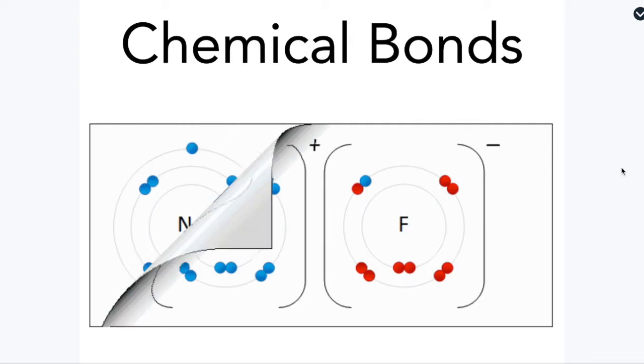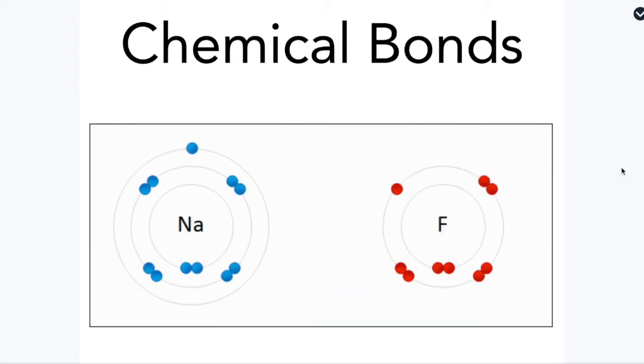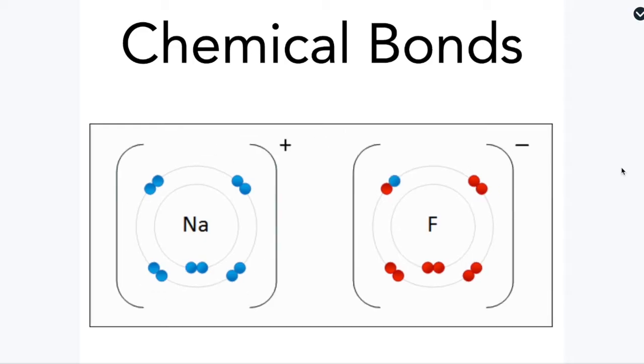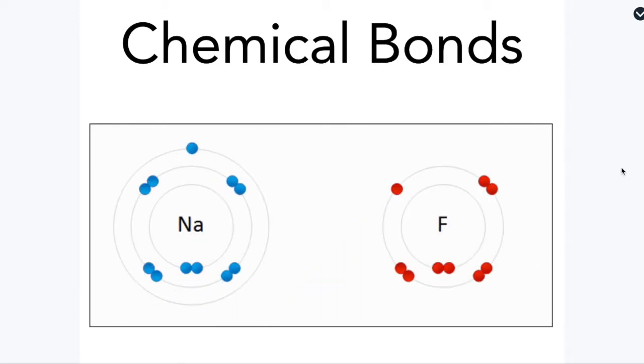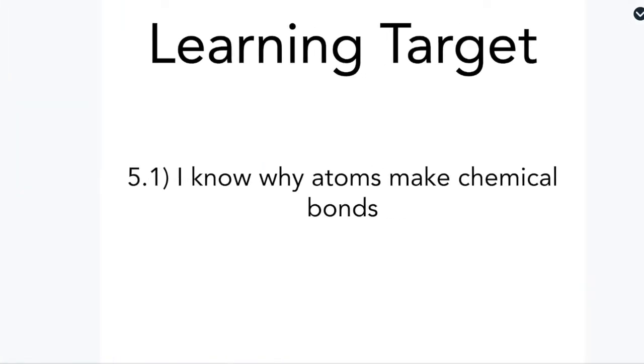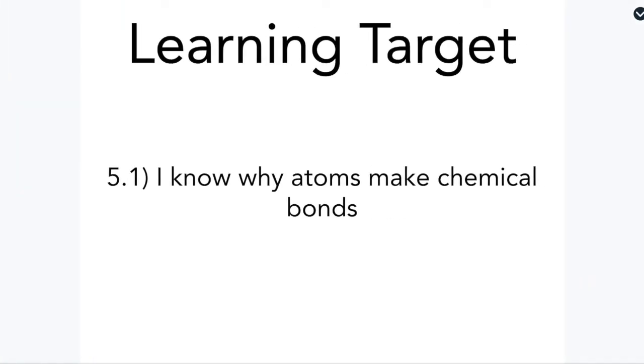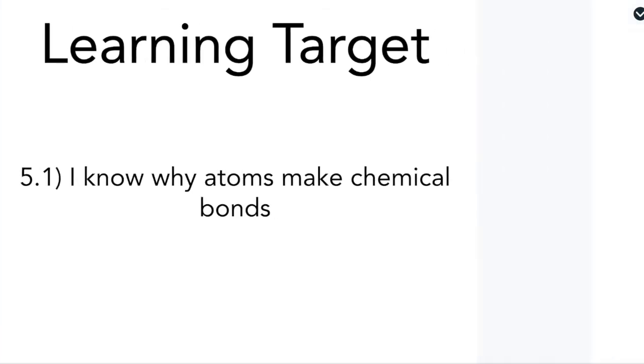Folks, today we are going to continue our discussion of chemical bonds and build off of what we talked about yesterday with valence electrons. So we're actually going to do a bit of review from yesterday and put yesterday's material into a little bit different context using some picture notes as opposed to just your standard notes that we did yesterday. So let's go ahead and get started. Our learning target continues to be, I know why atoms make chemical bonds.